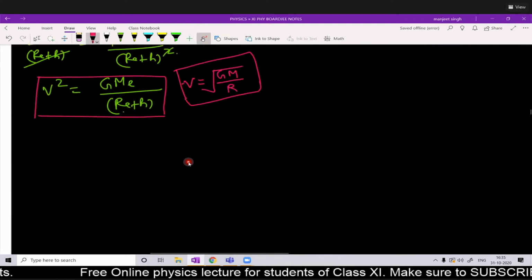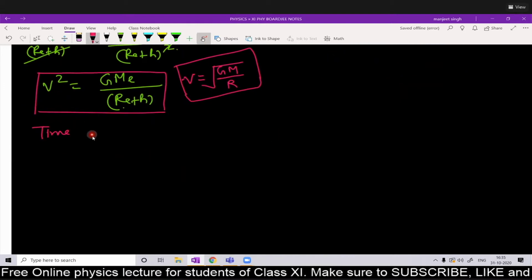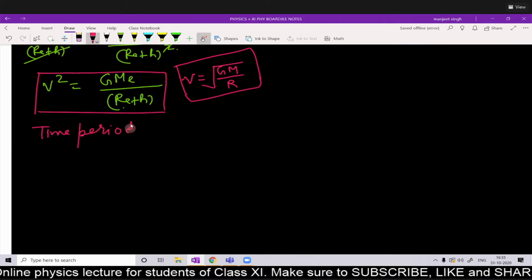Now suppose we want to obtain a formula for the time period of a satellite.